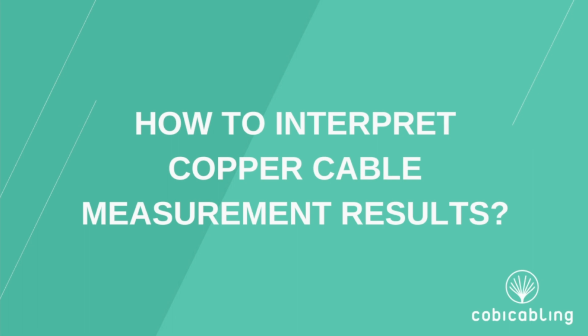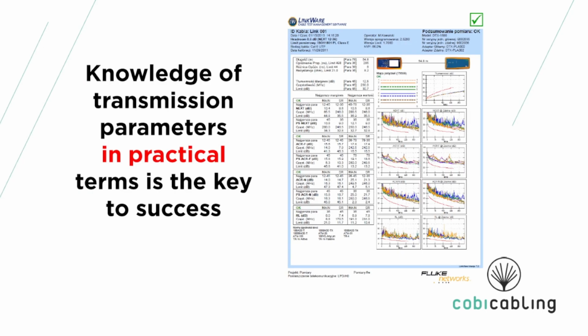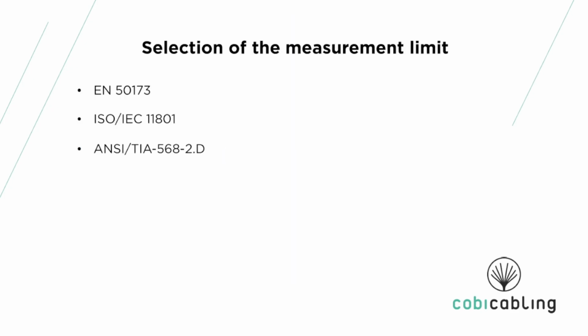How to interpret copper cable measurement results. In this video, we will guide you through the process step by step, explaining what the individual parameters mean. The first step is to select the measurement limit. This defines the cable parameters and is the basis for correct measurement.